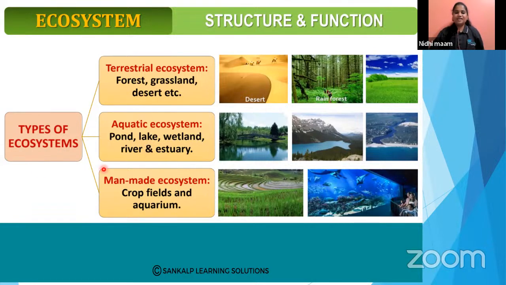Then next one is man-made ecosystem, which are made or prepared by man. Okay, so here it is not created naturally. When you take forest, grassland, and so on, these are formed naturally. But when you take other things like pond, lake, these are also formed naturally.